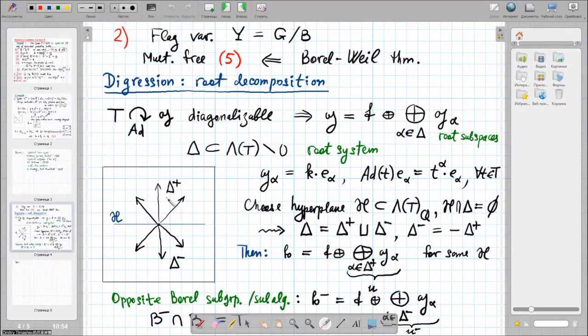Yes, of course. So the opposite Borel subgroup is a Borel subgroup. The opposite Borel subgroup corresponds to delta minus. So it is a true Borel subgroup, but it is not the original Borel subgroup. Of course, it is another one. There are many Borel subgroups and many Borel subalgebras. They are all conjugate, but there are plenty of them.